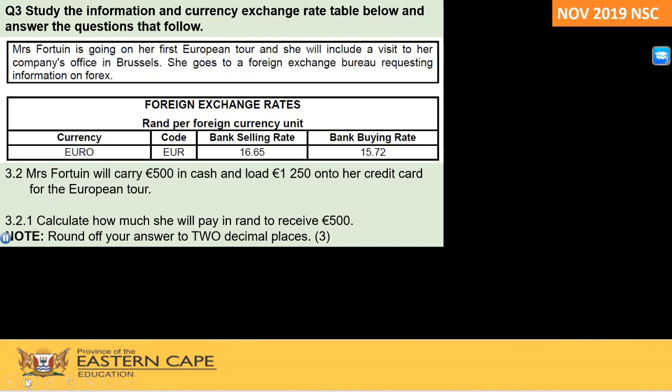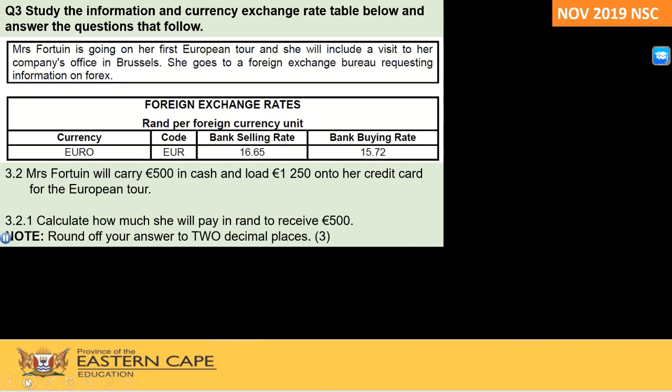So if we go back to our steps, the first step was identify the currencies, and you can see that the currencies here are the rand and the euro. Step number 2 was to determine if we have to multiply or divide. We have got 500 euro, so we are working from a major foreign currency towards rand, so we must therefore multiply. The next step in our calculation is for us to determine if we must use the bank buying rate or the bank selling rate.